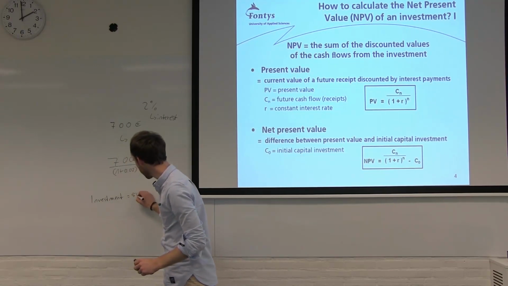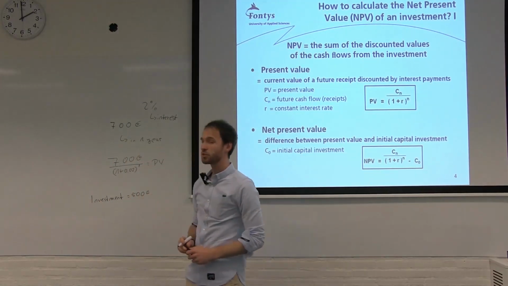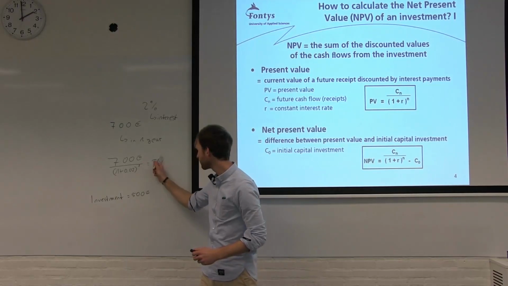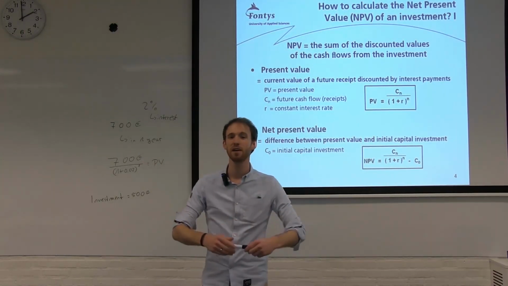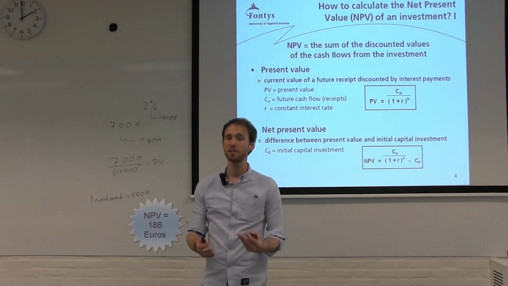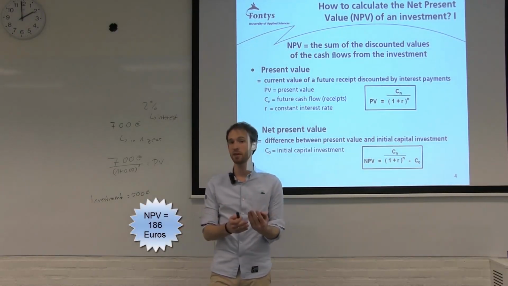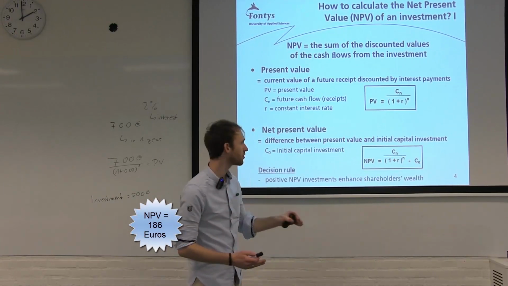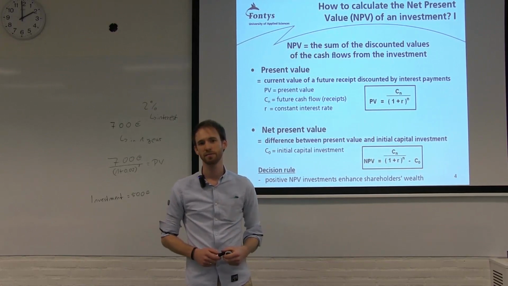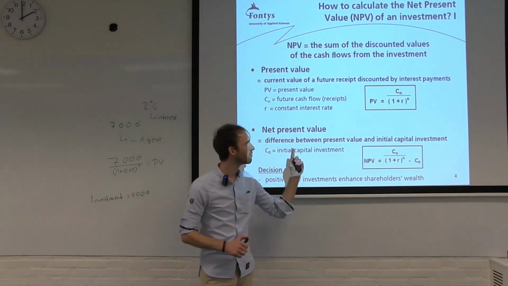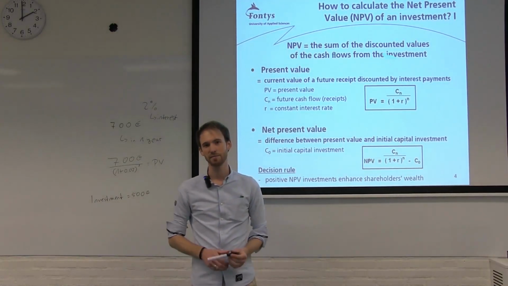So let's say this is 500. Then simply what I have to do is to take the present value and subtract the 500. And then I will know what the net present value of that investment is. So basically I can then see if the investment makes sense or not. And the decision rule is, if the NPV is positive, we should do the investment. And we will practice this now with a case study.